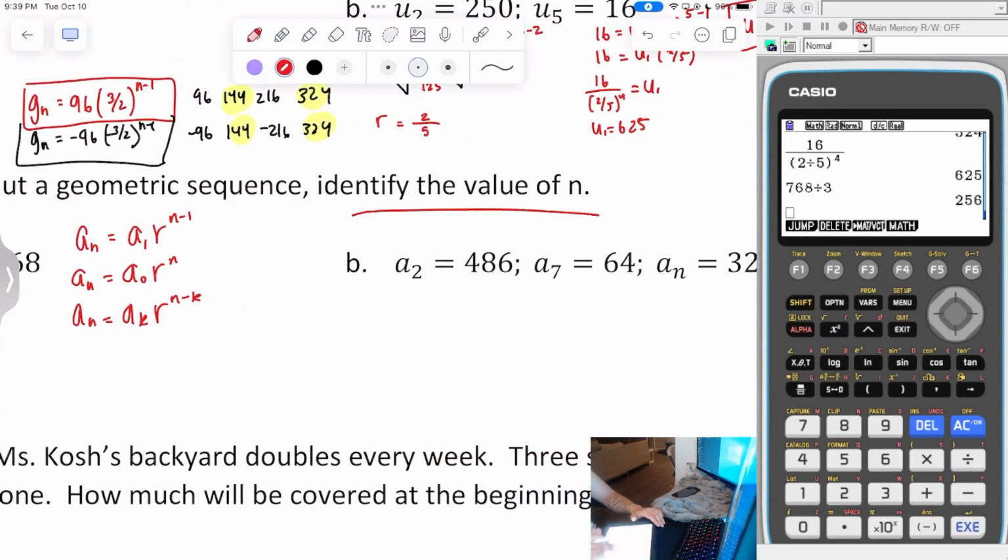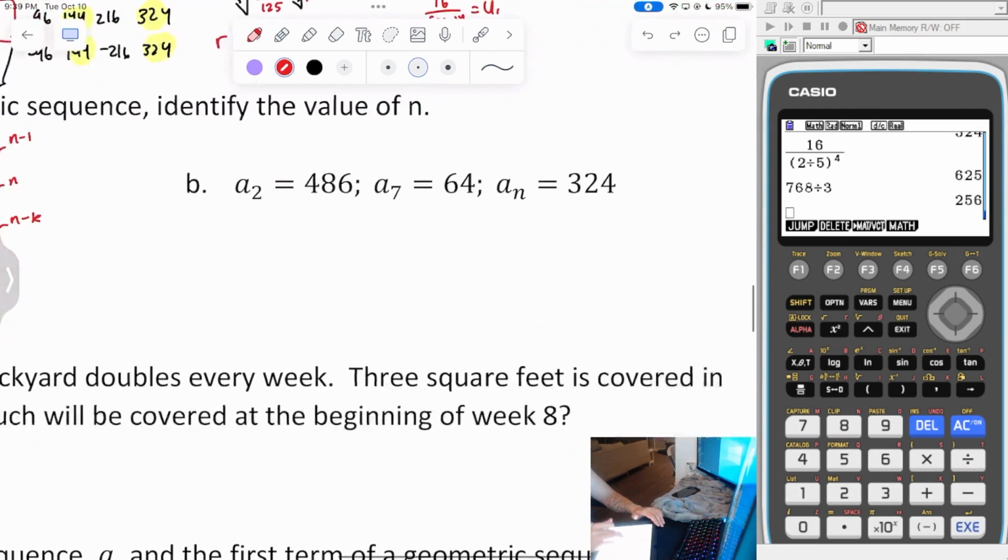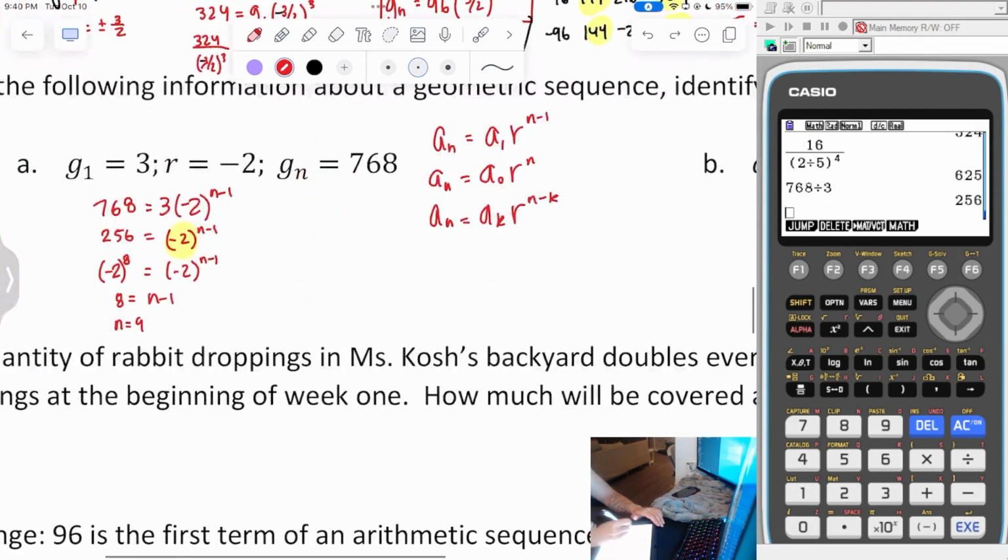Identifying the value of n. Lovely, right? We finished the problem. Now let's do part B. I should probably box it in. Let me box it in first.